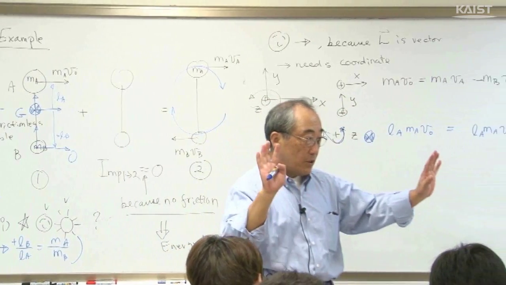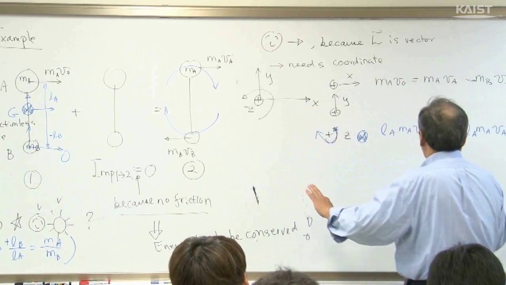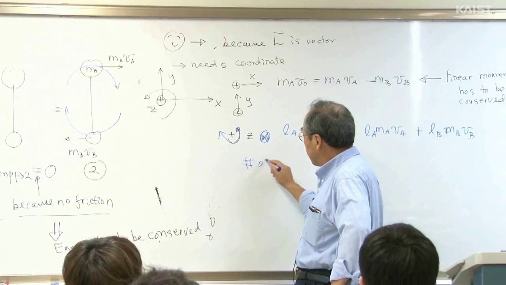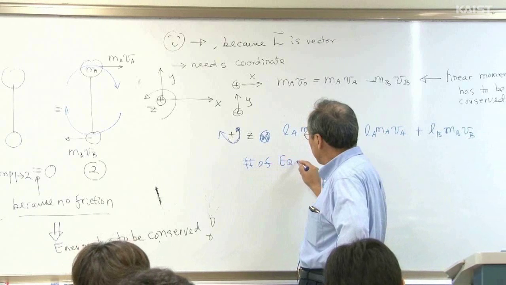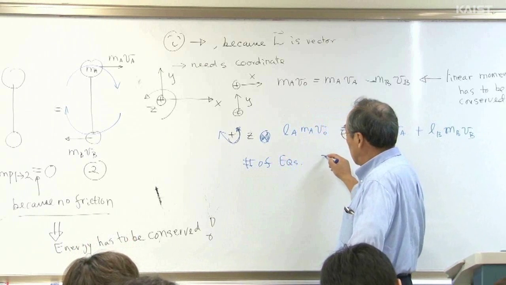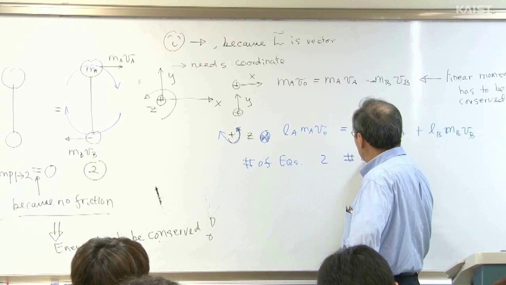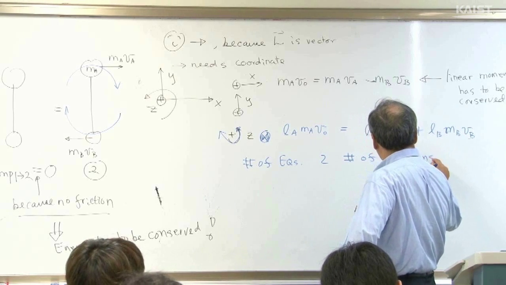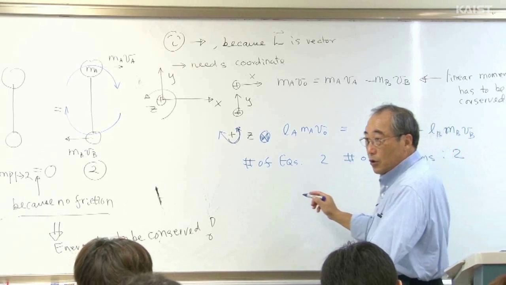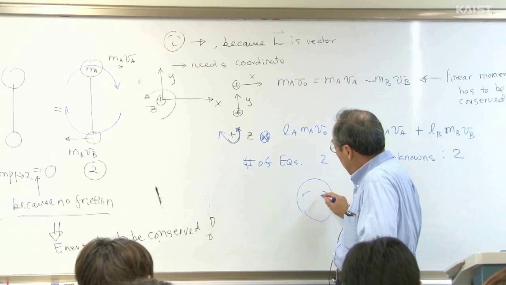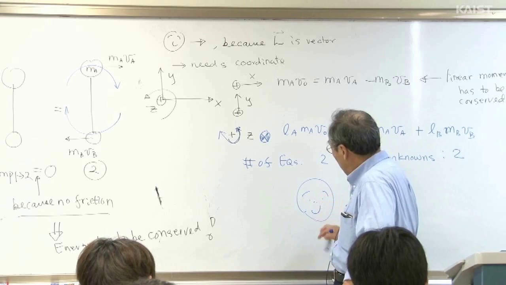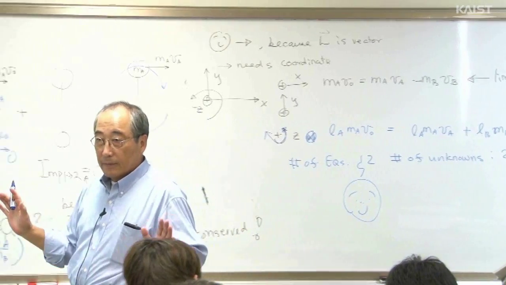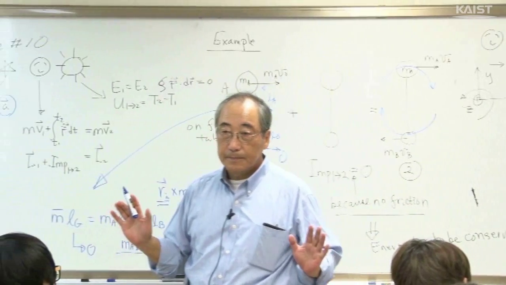So everything looks fine. And let's count the number of equations. 2. Number of unknowns. 2. So we are happy. Okay, we are happy. So you can solve it.